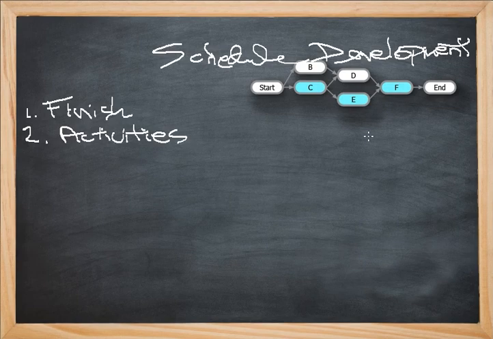The critical path, and that's highlighted by these light blue activities in this example, is defined as the longest duration path through a network diagram. It also determines the shortest time to complete the project. That's why it's so important.